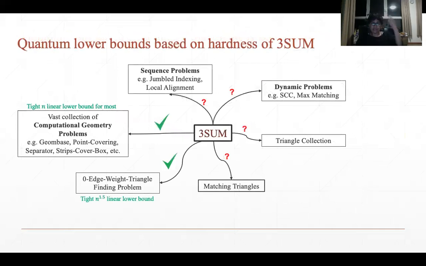And because of our proof strategy, we are now able to port the classical reductions from threesome to zero edge weight triangle finding. And we are also able to quantize the classical reductions that exist from threesome to this vast collection of computational geometry problems. As a result, we were able to prove a tight linear lower bound. Yes, it is conditional, but we are able to prove a tight linear lower bound for the zero edge weight triangle finding problem. And we are also able to prove linear lower bounds for this list of computational geometry problems, for most of which the bound is tight, but there are some open problems which are not yet closed there.